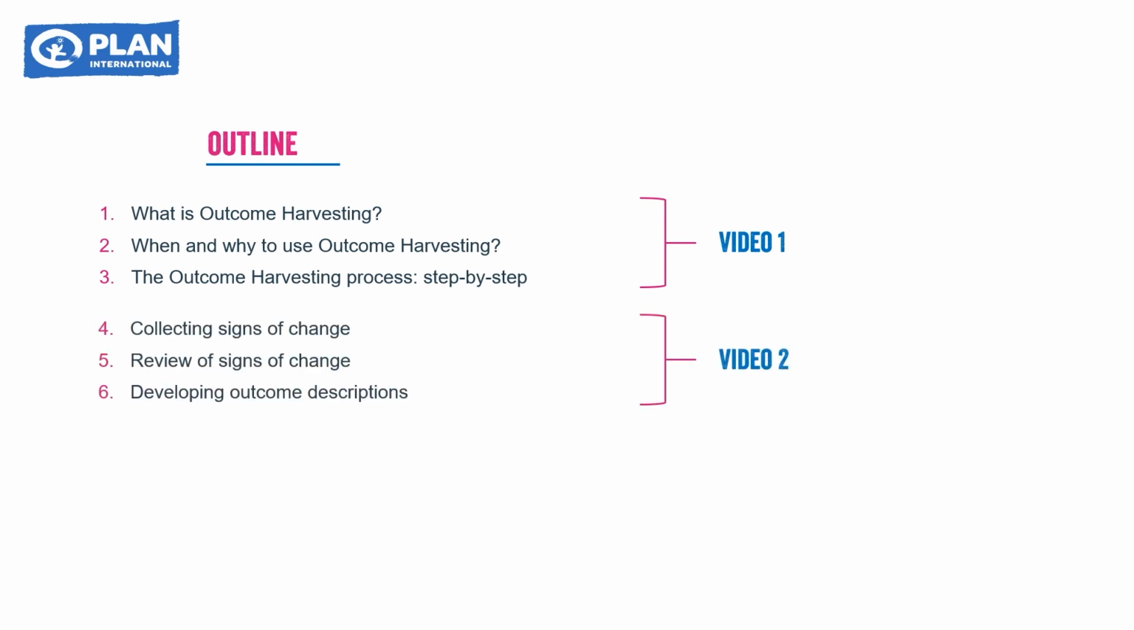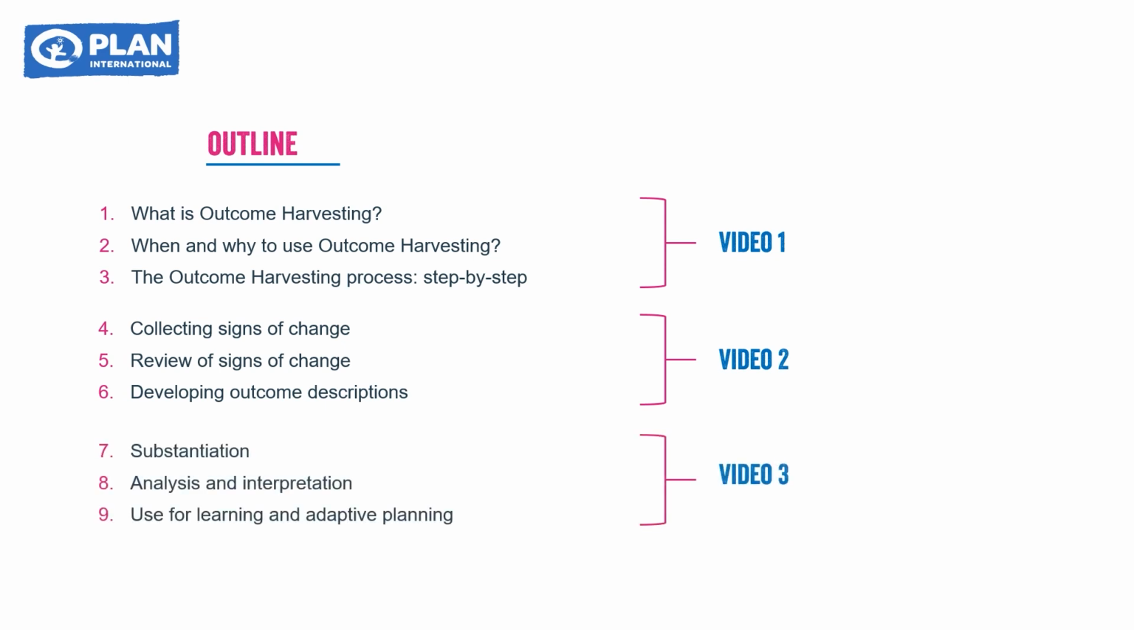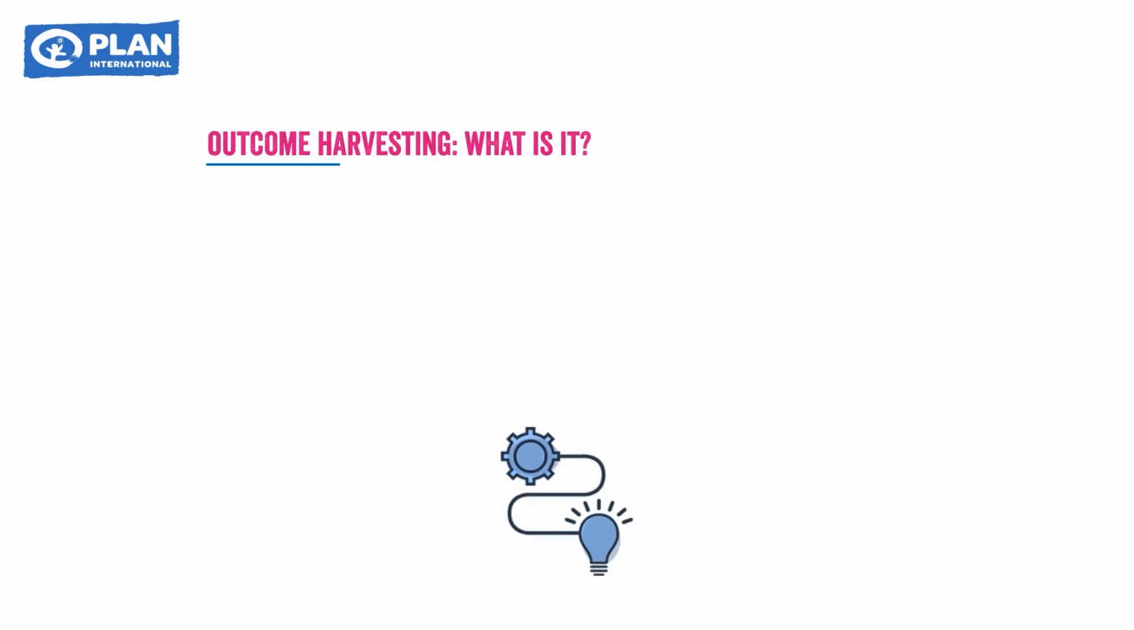In the second video, we will go over the first steps of outcome harvesting, collecting and reviewing signs of change and developing outcome descriptions. In the third video, we will discuss the final steps of the process: substantiation, analysis and interpretation, and learning and adaptive planning. In this video series, we introduce an adapted version of outcome harvesting. It builds on the original methodology, but the process is adapted for alliances.